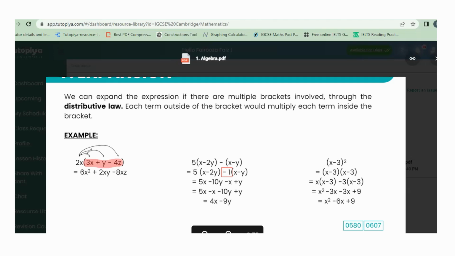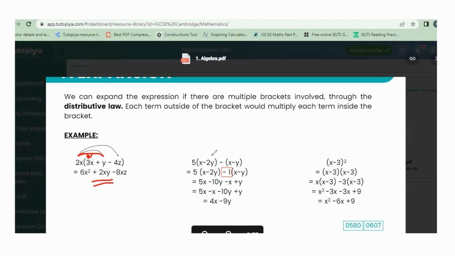We are going to multiply these 3 terms using the 2x outside. So 2x multiplied by 3x makes 6x squared. That is 2 times 3 is 6, and x times x is x squared. And 2x times y is 2xy. And 2x times negative 4z is negative 8xz. So this is how you expand the bracket.